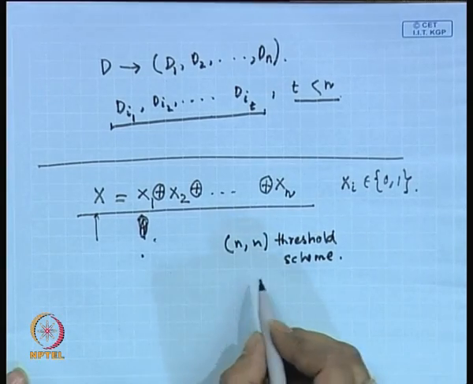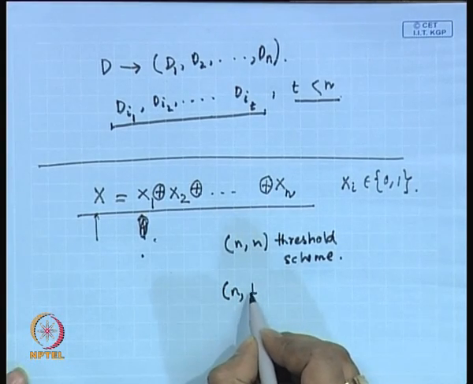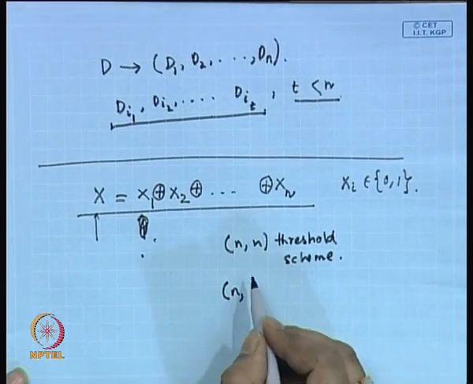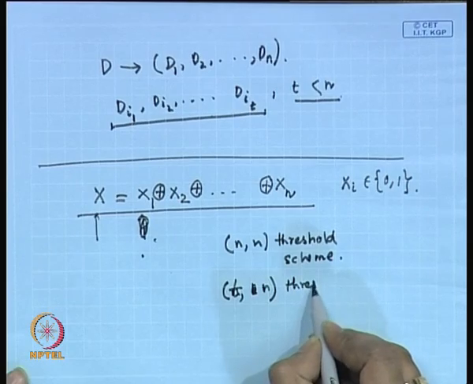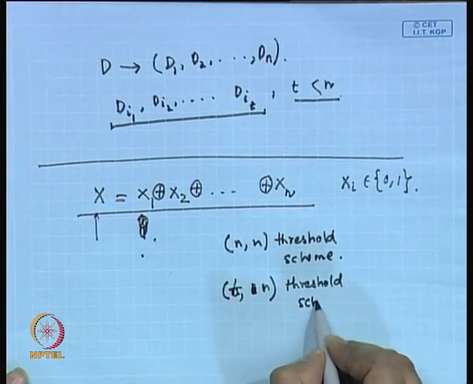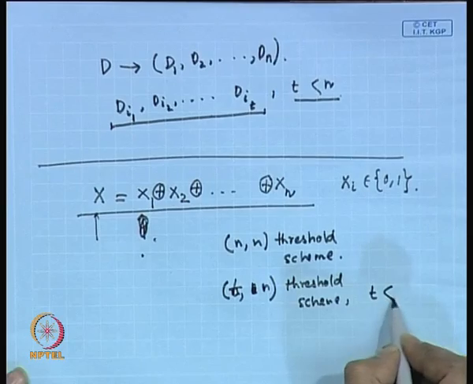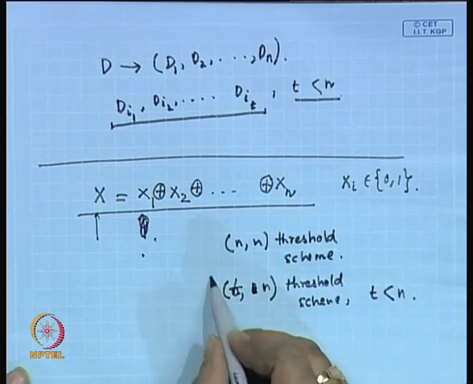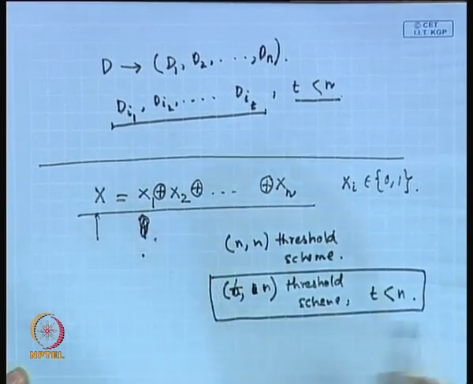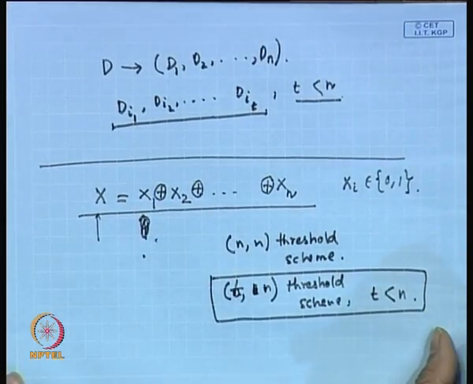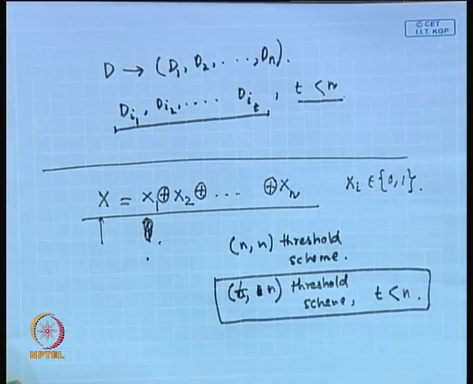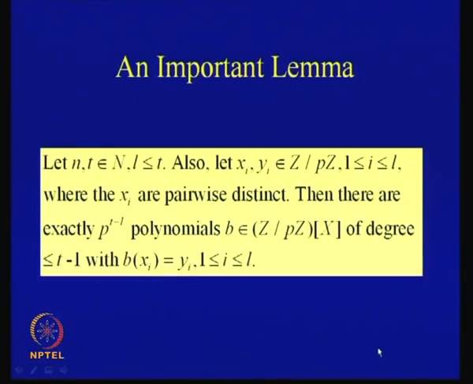Now, more interestingly, we want to find a technique which is better than that, that is, a (t, n) threshold scheme where t is less than n. So how do we devise a mechanism like this? Do you understand the problem? For this, first of all, let us consider an important lemma.